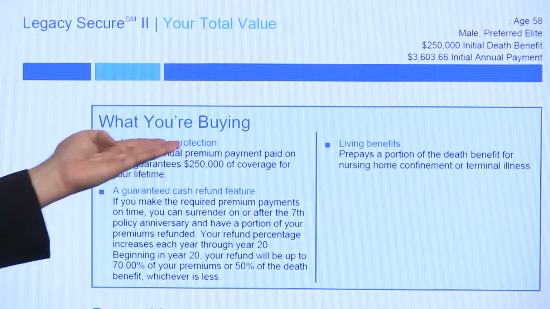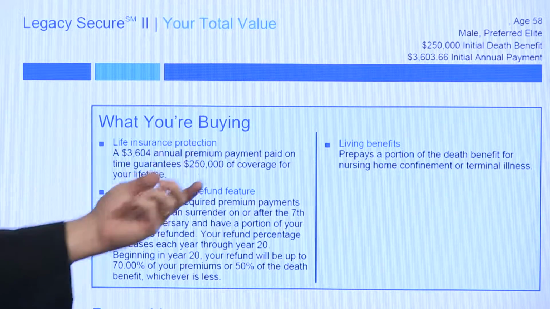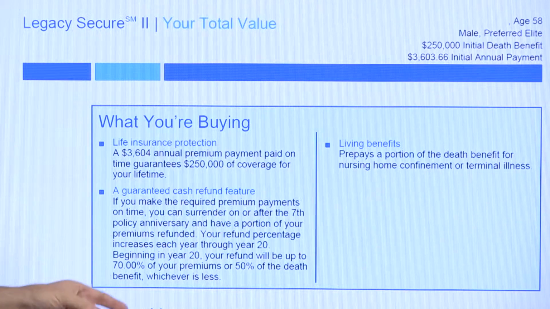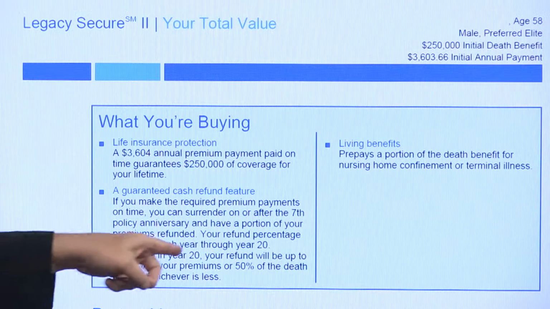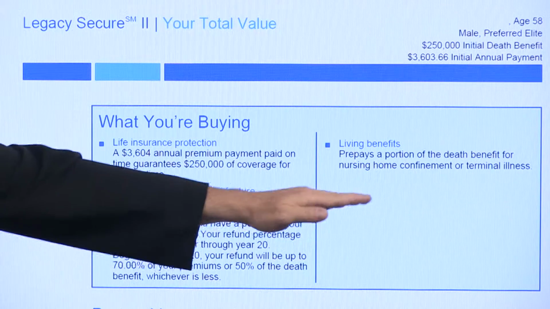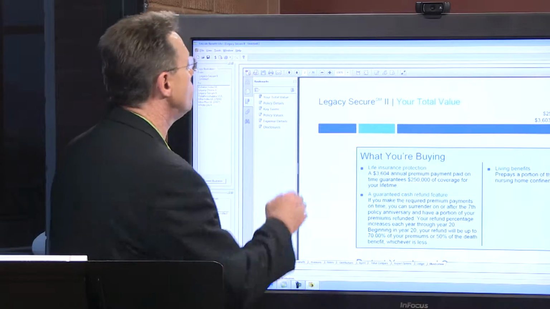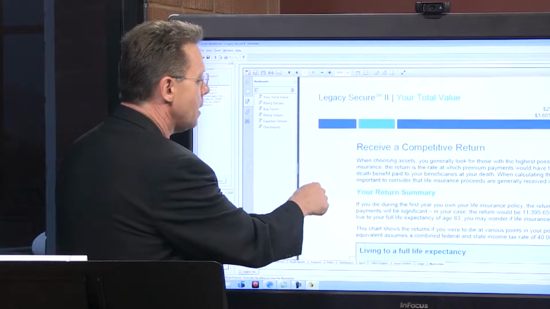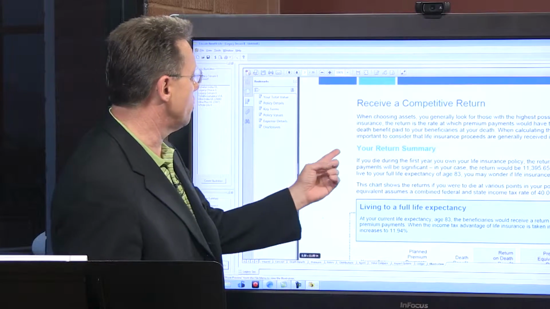It says life insurance protection, the premium, the death benefit, the guaranteed cash value refund idea. It talks about year 15 and year 20. It talks about the living benefits. And it always goes through the basic premise so that you can say, wow, this is pretty easy. It'll talk about your return summary.